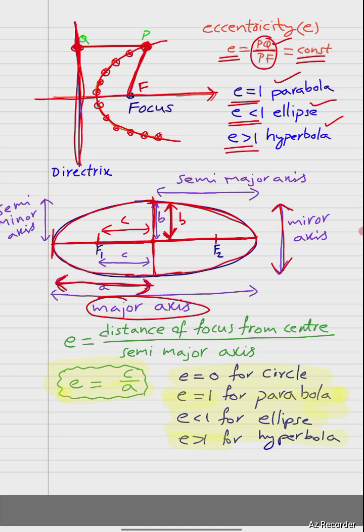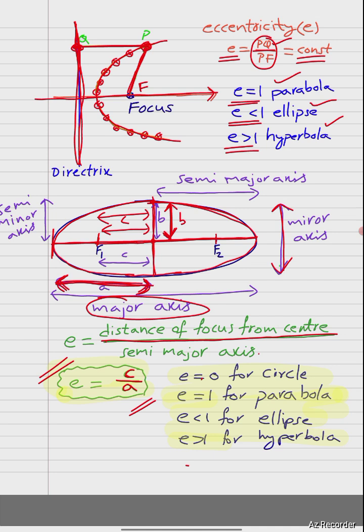Now we have another definition for eccentricity. Eccentricity is equal to the distance of focus from center, that means C, upon the semi-major axis. In the diagram, from the focus to the center, the distance is C. And the semi-major axis is A. So the other definition of eccentricity is the ratio of the distance of focus from center, which is C, upon the semi-major axis, which is A. This is the appropriate definition of eccentricity.